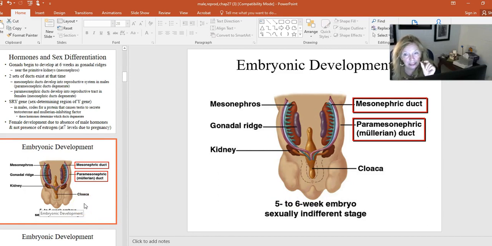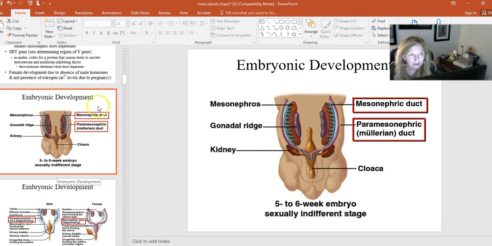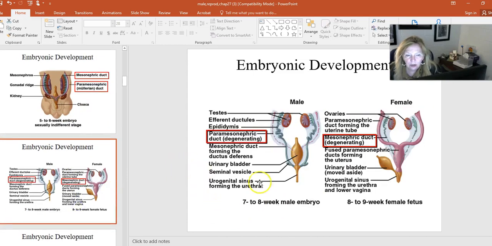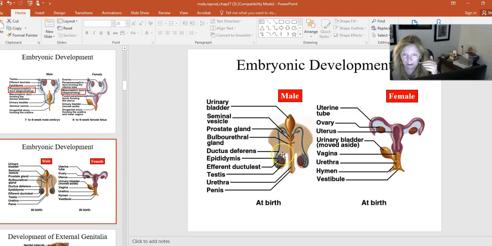That SRY gene that's only found on the Y chromosome will be active for just a very short window of time, a few hours near this time. And what it does is it causes a flooding of the testosterone and that Mullerian inhibiting factor that is then going to start changing and affecting some of the tissues that are present here, and that testosterone will dictate that these structures become male.